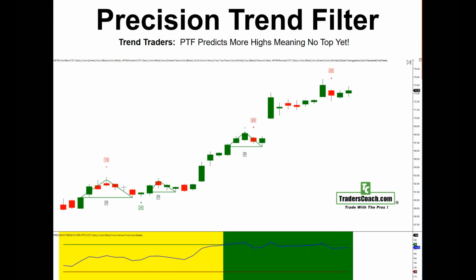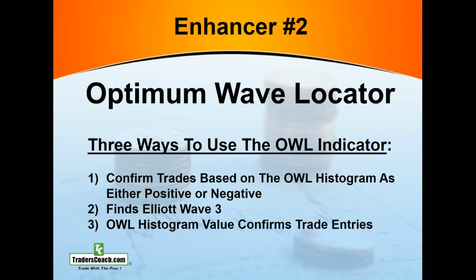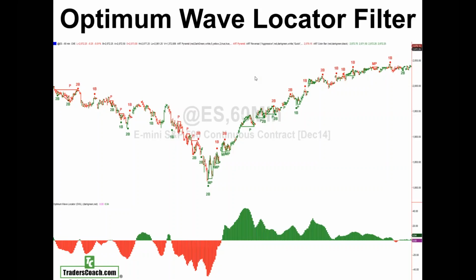So you've got a good 3 points of higher highs with a 75% probability it's going to go above 76. Good information to know, all right? And then the other indicator, when we tie this one in, this is really cool too, is the Optimum Wave Locator. And the Optimum Wave Locator can be used in really two very basic ways.